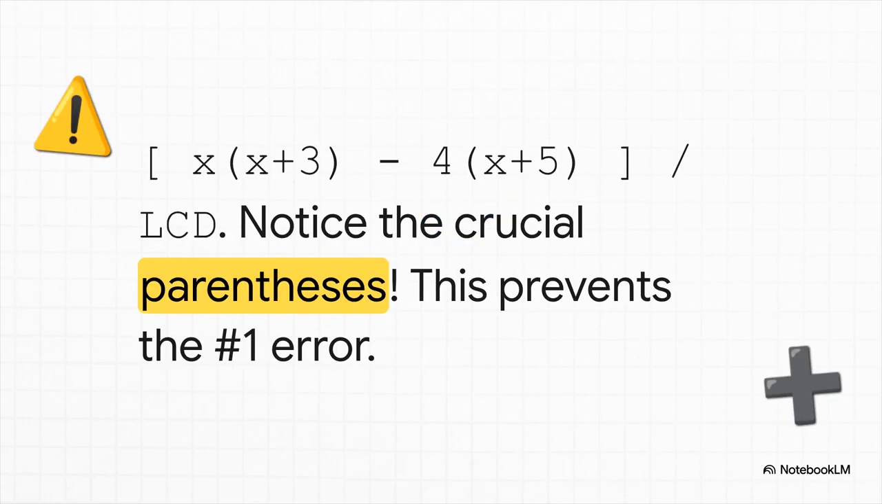Step 3, combine. We write everything over our single LCD. And this is so important. Notice we've put parentheses around that second numerator part. We are subtracting that entire product of 4 times x plus 5. This is us actively avoiding that number 1 trap.